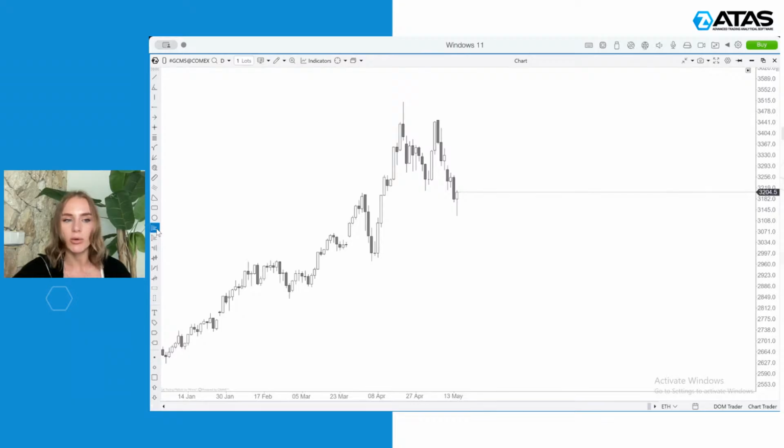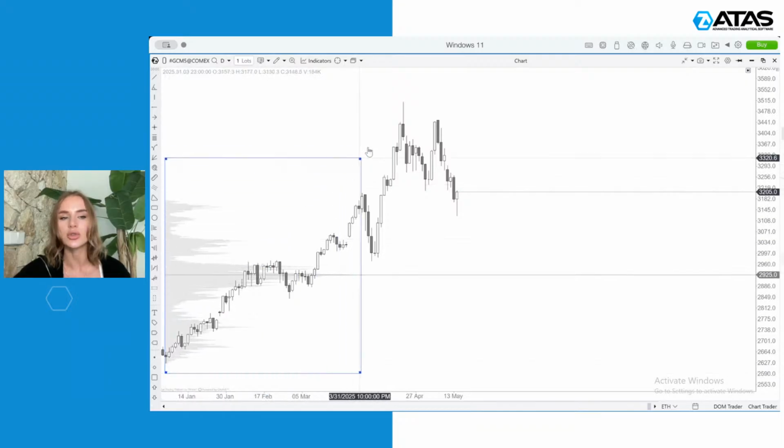I take the market profile and TPO, and I'm going to place my volume profile on this whole move to the upside, which is going to show me where my biggest high volume zones were, where my value area high and low were, where my point of control was, and where the price is now relative to the volume.